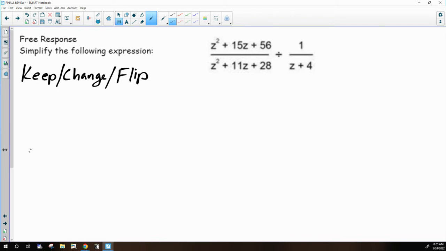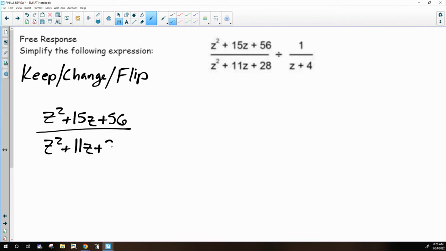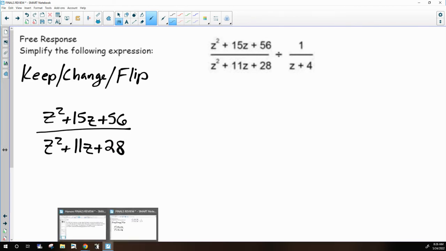Z squared plus 15z plus 56 over z squared plus 11z plus 28. Keep. Kept it exactly the same. Do we cross multiply? No cross multiplying. Ever.